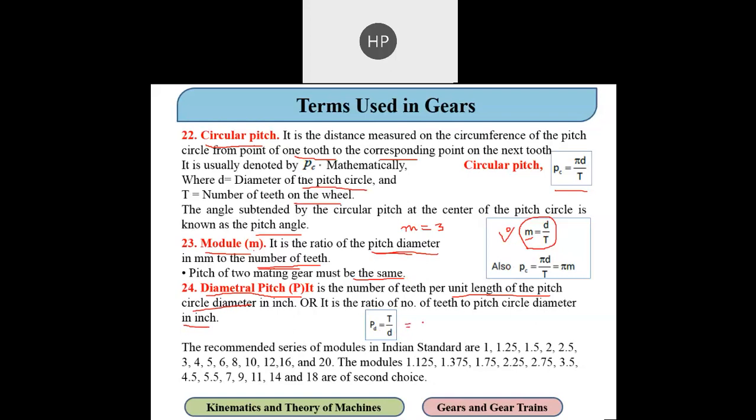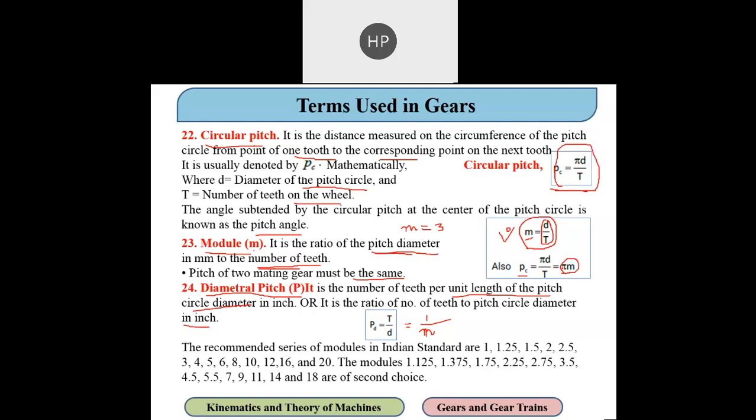So how can we write it? It is 1 by M. Why? Because it is the inversion of the module. Okay, so PD is equal to 1 by M, or you can also write it as T by D. Now one more thing: we know that PC is equal to pi D by T. This is the equation we know. Now what is D by T? D by T is equal to M. So we can modify it as pi into M.